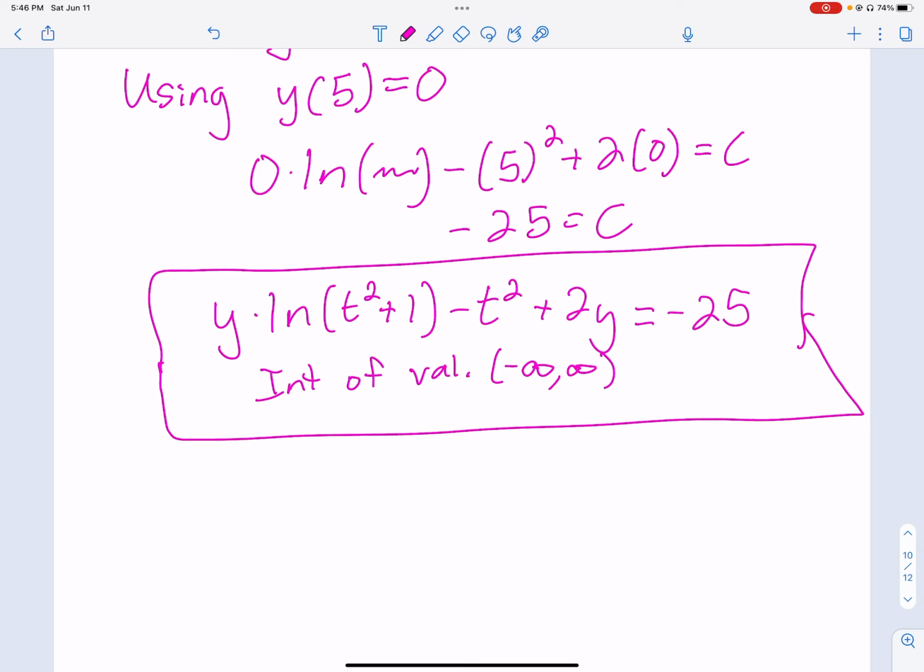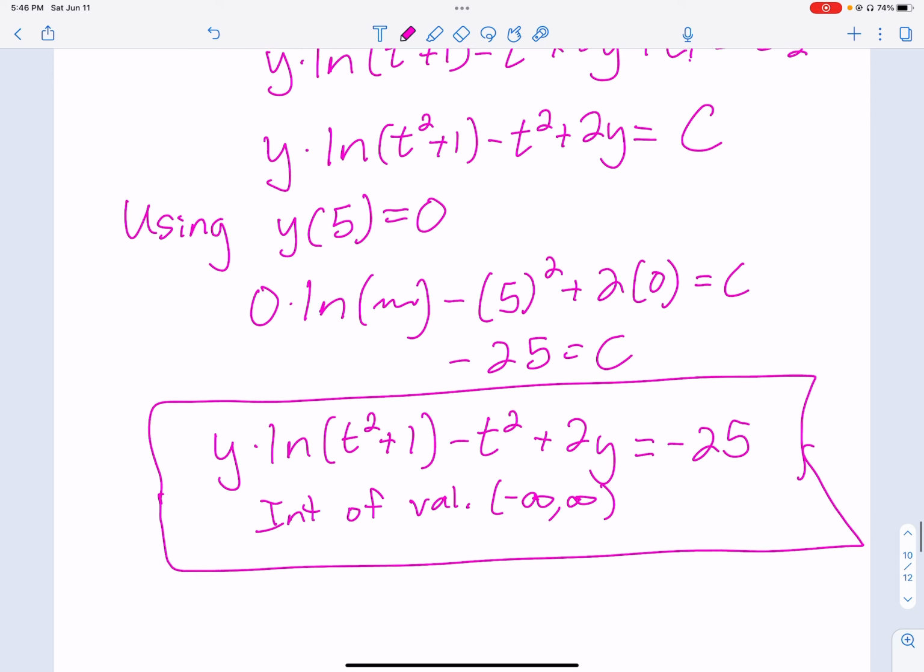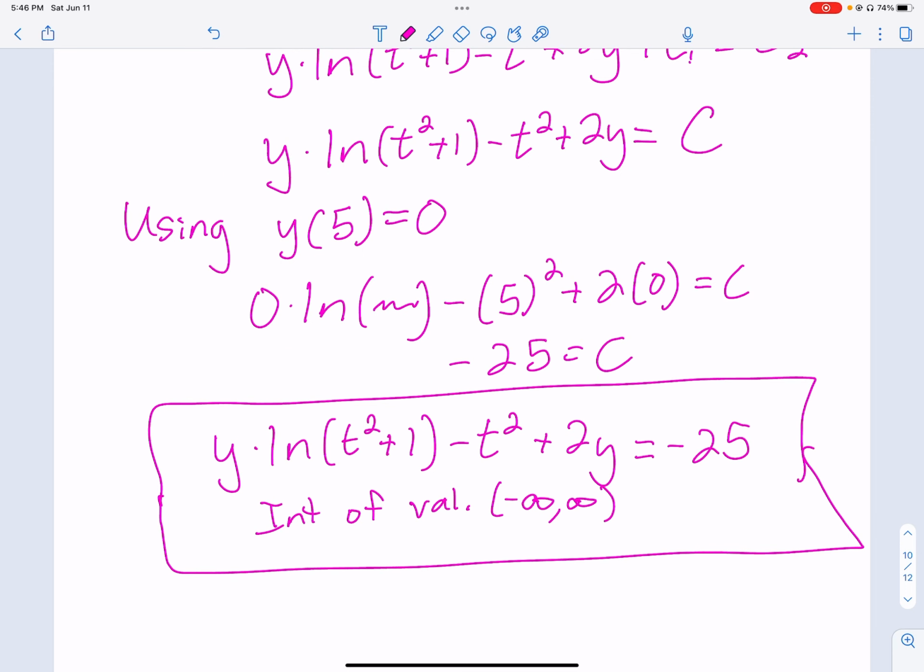All right, there we go. That's another exact equation. In the following videos, we're going to talk about what if it's really close to being exact. Is there something we can do or consider to make it exact?